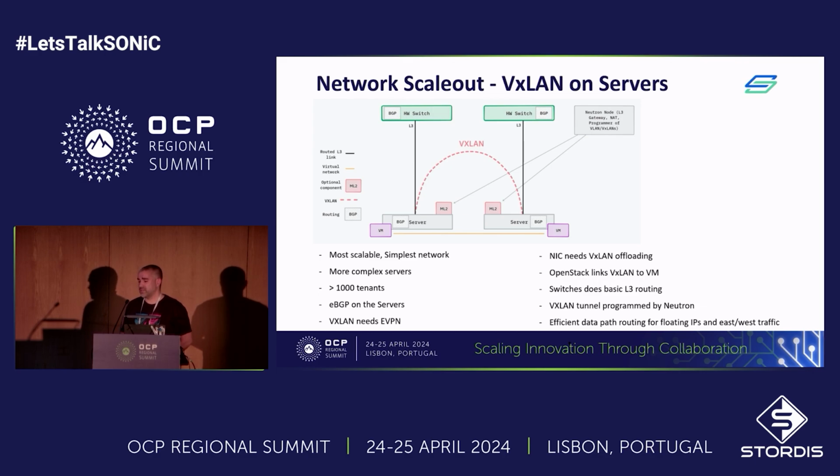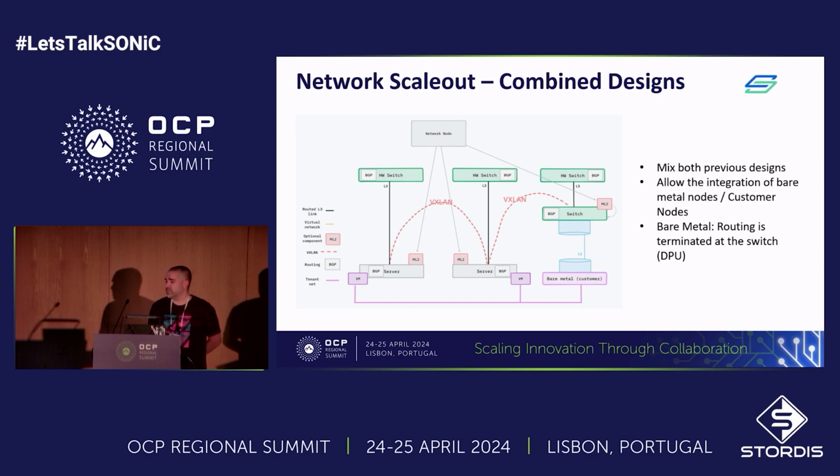Our final solution, another network design, is to bring VXLAN directly to the servers. So we run a BGP FRR daemon directly on the servers, and we are establishing VXLANs between the servers. This scales much better with more than 1,000 tenants, and the switches in the spine, or the switches in general, are just doing basic layer 3 routing and don't need to know so much about the VXLAN.